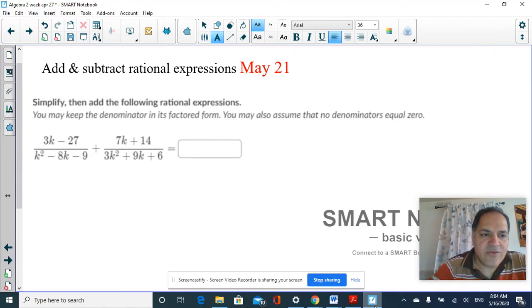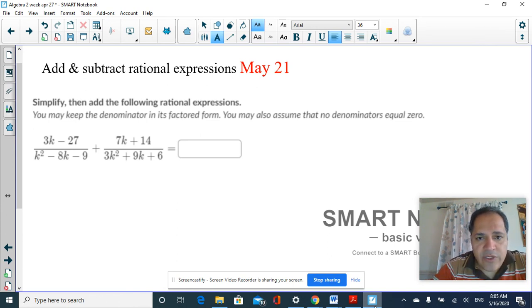Good morning, everyone. Today, May 21st, we are going over adding and subtracting rational expressions. So today we are going to apply what we learned in the first three days this week. As you know, yesterday we added and subtracted rational fractions in factored form.